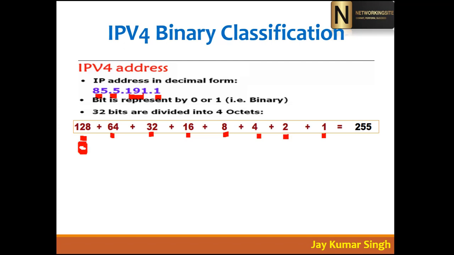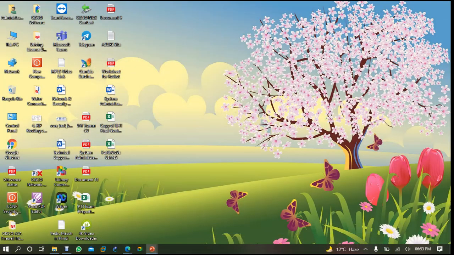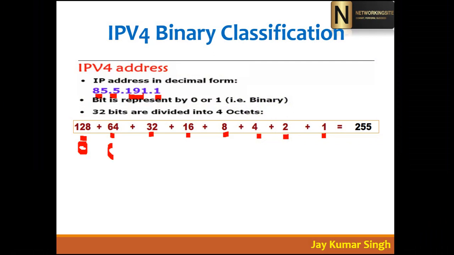Now we look at 64. Of course 64 is lower, so I put 1 here. If I add 64 plus 32, will 85 come? No, because 64 plus 32 is higher than 85, so I put 0 here. If you practice with me, you will be very confident while converting binary to decimal and decimal to binary.